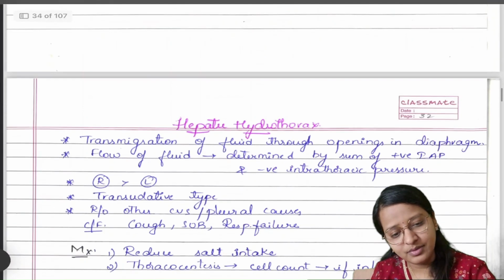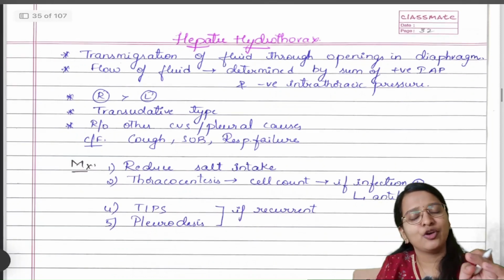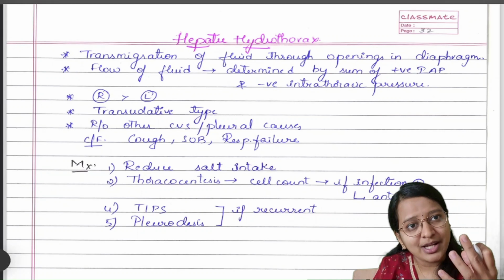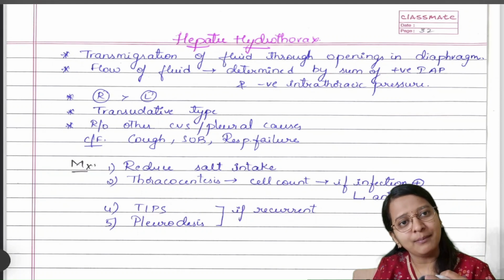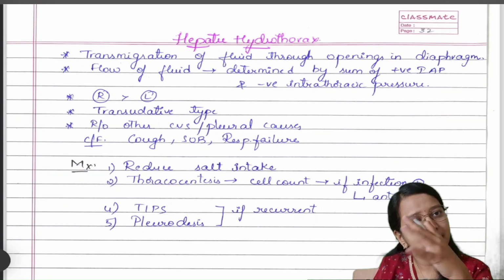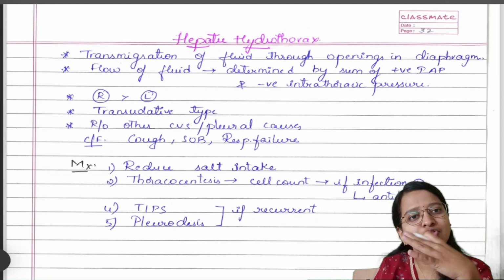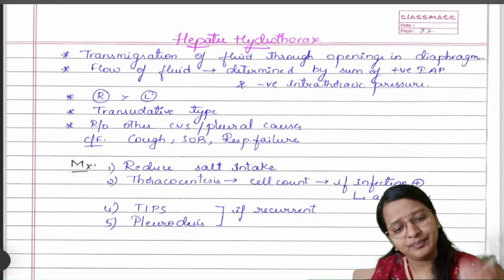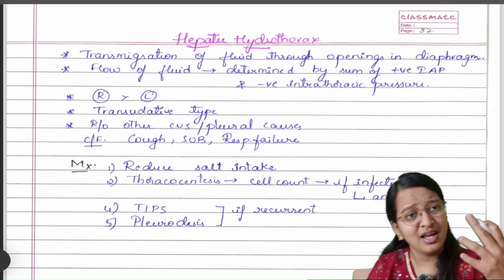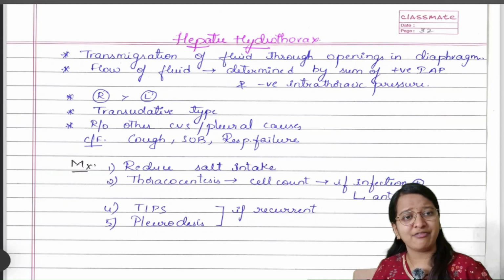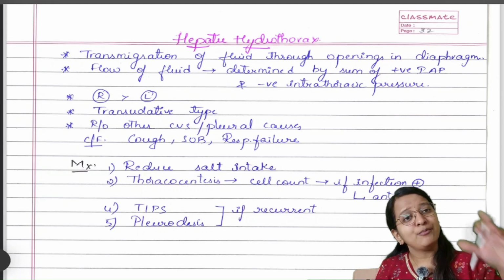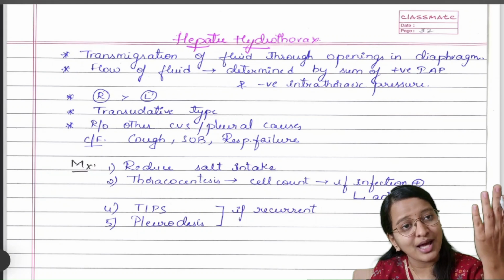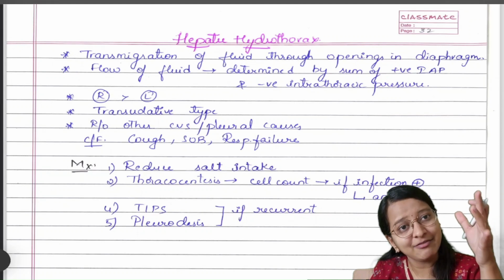Okay. Lastly, hepatic hydrothorax. That means there is transmigration of fluid from the abdominal compartment to above the diaphragm, that means into your respiratory compartment. How does it occur? There are small openings in your diaphragm. The intra-abdominal pressure is increased due to ascites, whereas in the thoracic compartment there is negative intrathoracic pressure.